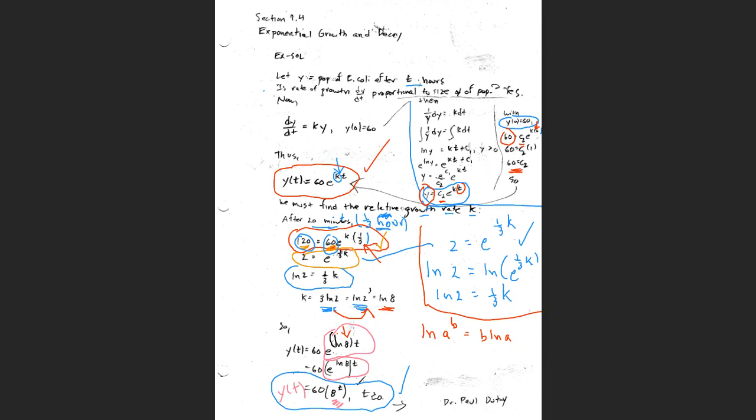Now you have a very nice formula that gives you an intuitive feel for how fast this population of E. coli is growing.